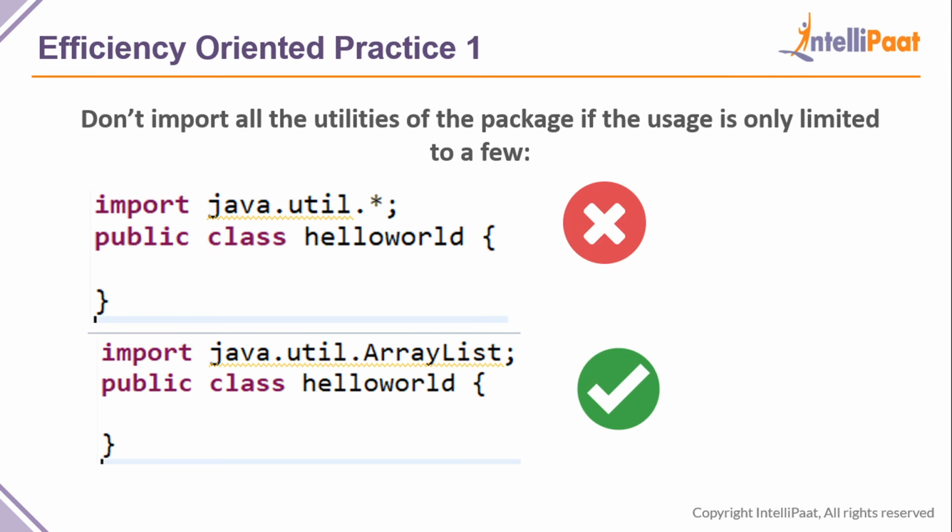Efficiency-oriented practice number 1. It's a general practice that I've seen whenever people import the traditional java.util.asterisk or java.io.asterisk. It's not necessary to import all the classes that the java.util package provides. You can only use the one that you actually need in the program. It's easier on the memory to do that. So be sure to understand that whenever you're using only ArrayLists from the java.util package, it's not a good practice generally to use the asterisk because it goes easier on the memory that your program is using.